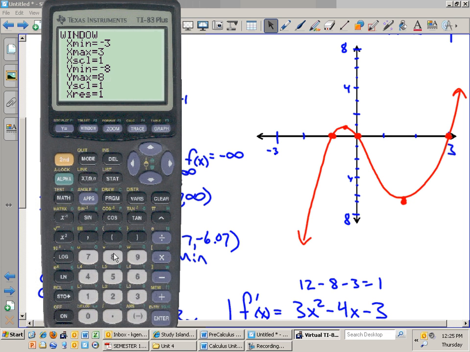Well, let's check that out. We've got my window from negative 3 to 3 and negative 8 to 8. If I graph that, just humor me for a second. Doesn't that look identical to that? So if I draw this, look at that. I mean, that's absurd how similar it is. I mean, look at it. That's this. I did that.